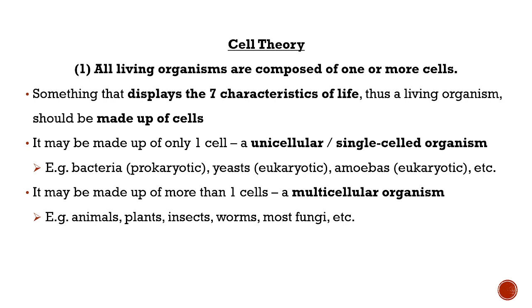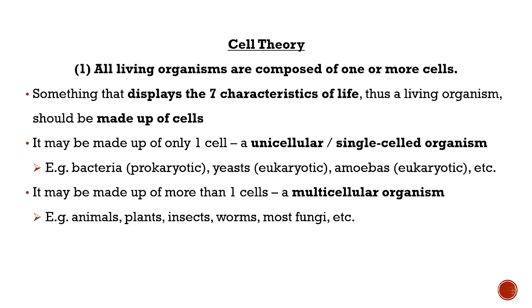Then straight away I know that you should have cells inside you, or you should be made up of cells. That is what the first principle is saying. Okay, so there are obviously a lot of things that are not made of cells, right? For example, our computer is not made of cells. Your clock on the wall is not made of cells, but all these things are not living organisms, right? Because they don't display the 7 characteristics of life.